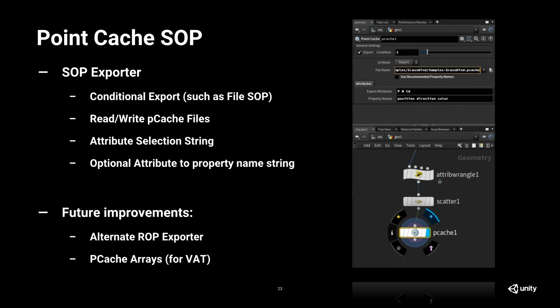And we can rename these attributes. For instance, instead of storing just the P attribute, we can rename and store it as position. Here we translate, for instance, the N attribute for normal into direction. In the future, we also want to write a ROP network in order to use this node not only as a SOP exporter, but also as a render output. And we need a way to create point cache arrays in order to store vertex animation textures.